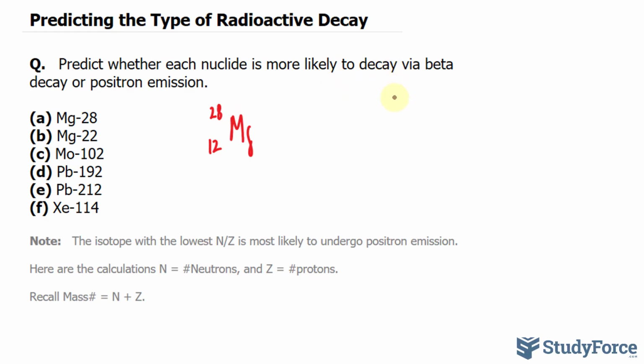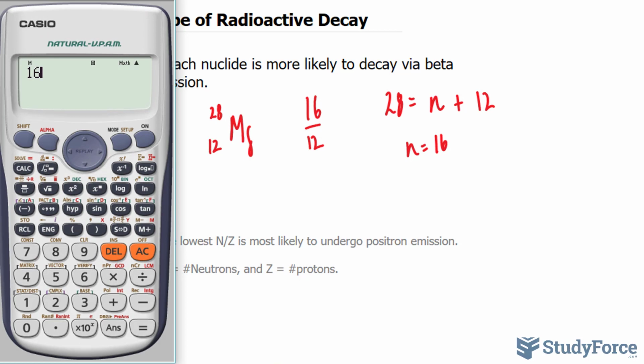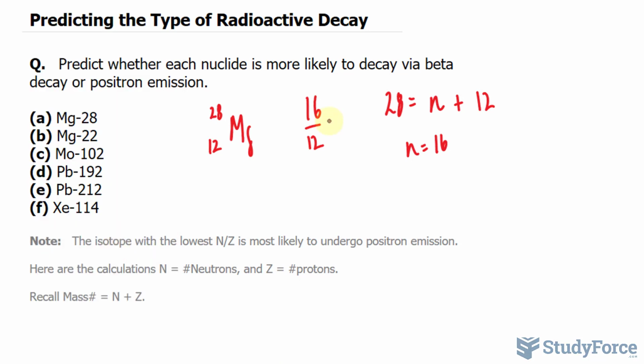So let's set up a simple equation here where 28 is equal to the amount of neutrons, which we don't know, plus 12. If we rearrange this simple equation, we should end up with N is equal to 16. At this point, I'll take 16 and divide it by 12. 16 divided by 12 gives us 1.3 repeating. Now let's interpret this.